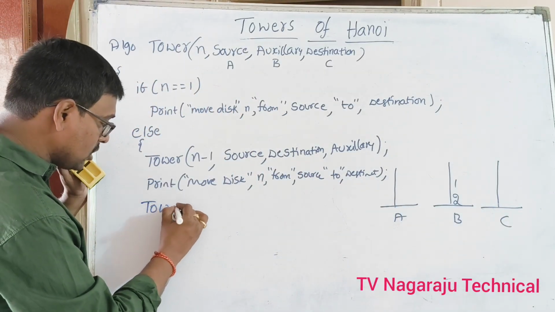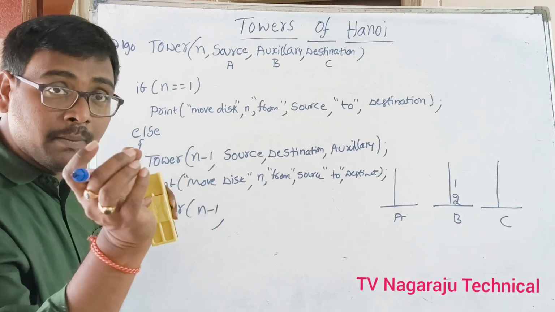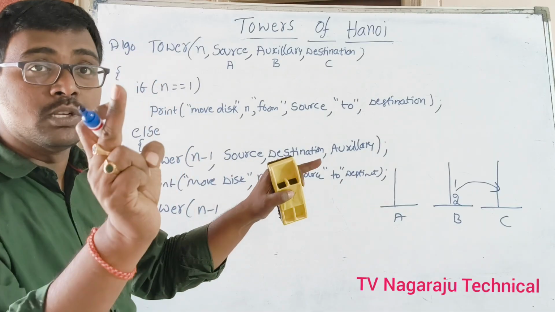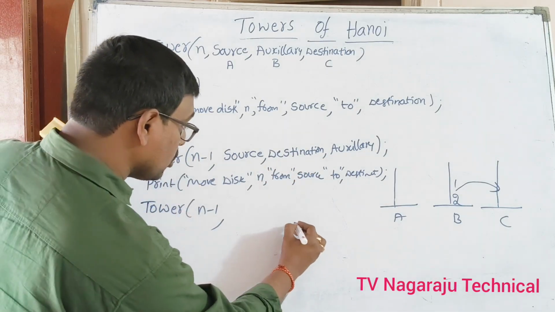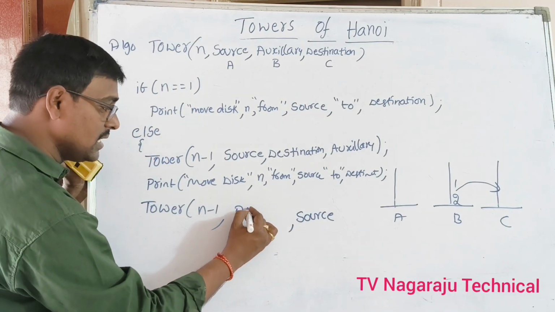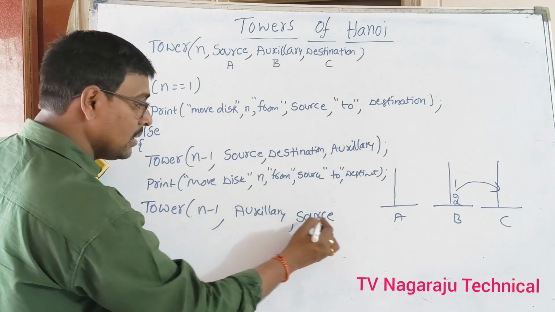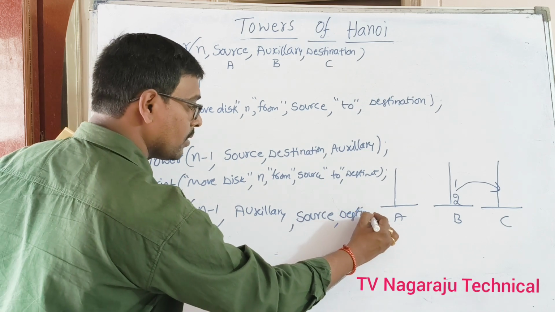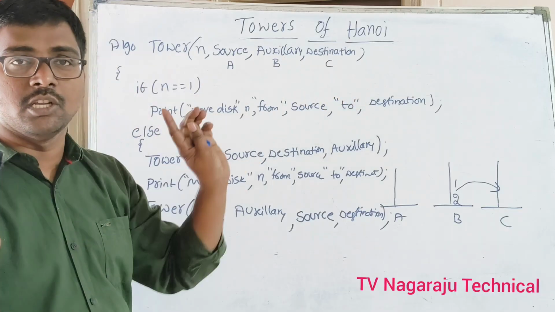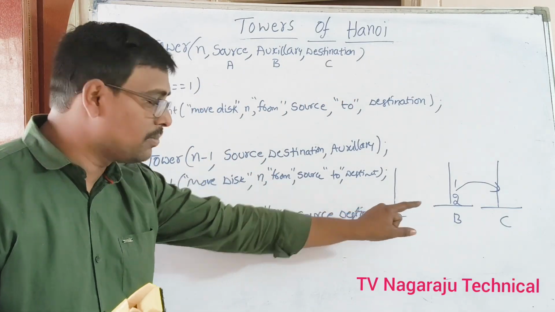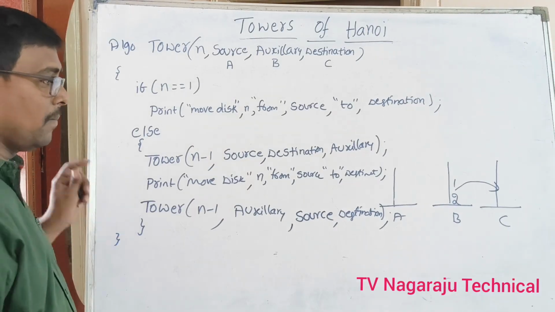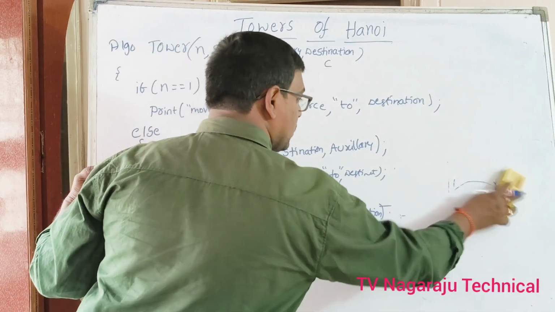And in the last step, what we are doing? The remaining n minus 1 disks are moved from B to C by using source as the auxiliary. So source as the auxiliary in the sense, the middle one is source, the source is auxiliary, and this is the destination. So this is a recursive call. Simply the parameters are changed. If you understand the concept carefully, this is the simple one. This is the Towers of Hanoi problem. This is the algorithm for Towers of Hanoi.